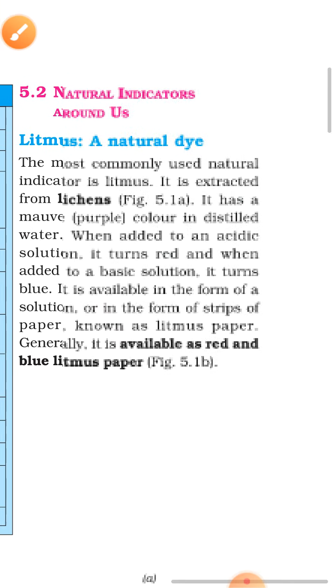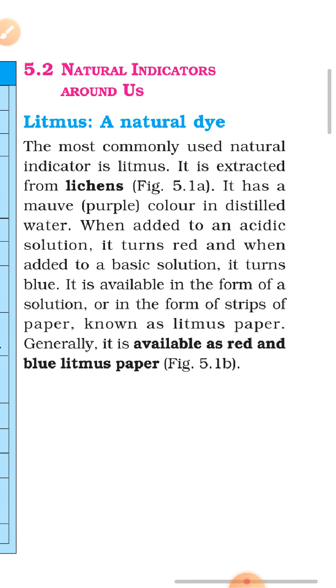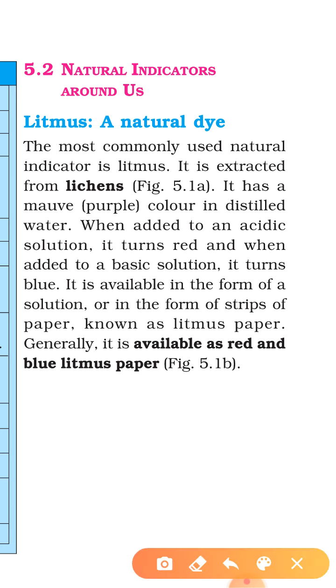So now here is the first type of natural indicator. This is litmus. Just now I explained that two kinds of litmus paper are available, one is red, another is blue. So number one is litmus, also known as a natural dye. The most commonly used natural indicator is litmus. From where are we getting the litmus? It is extracted from lichens, which is the name of the plant.